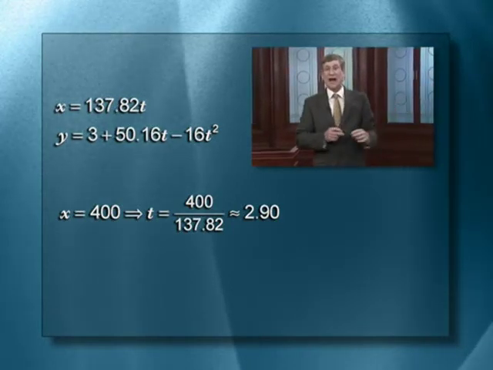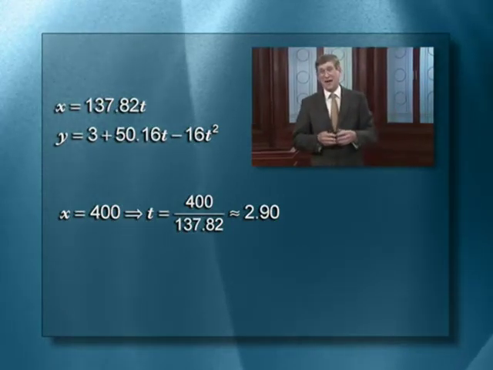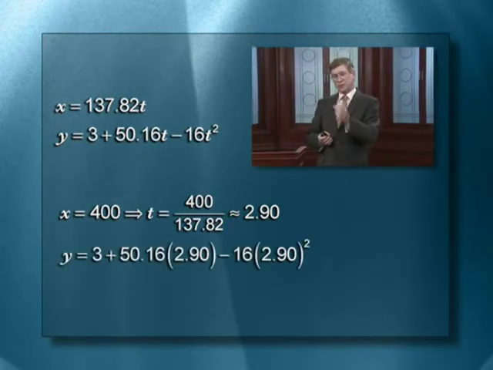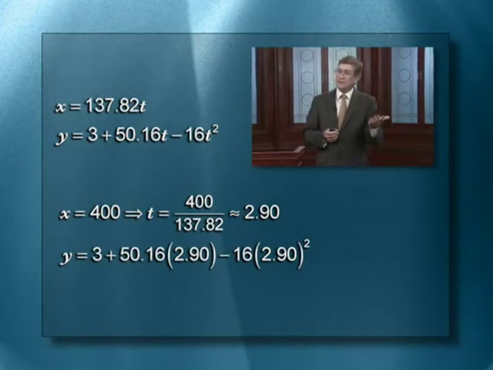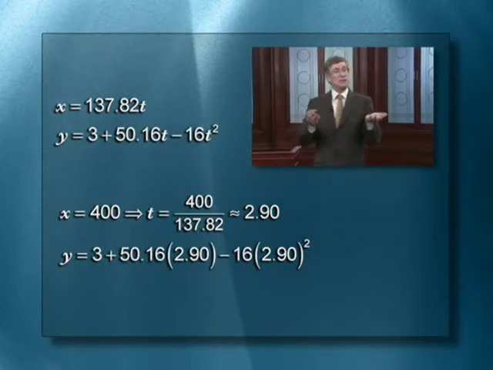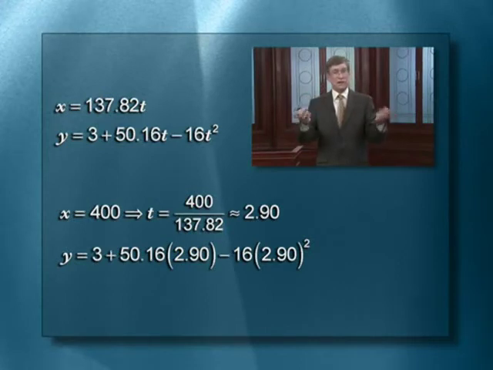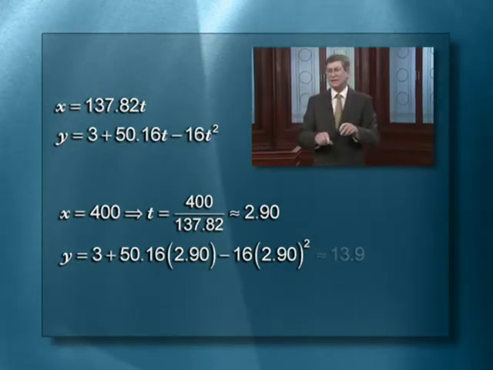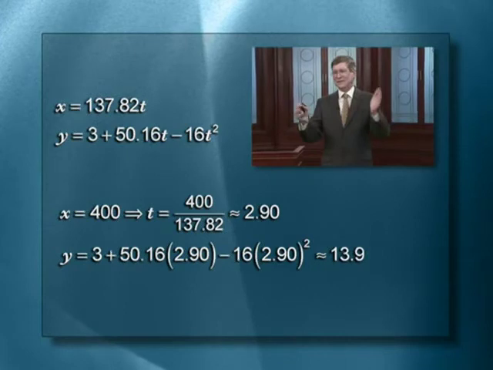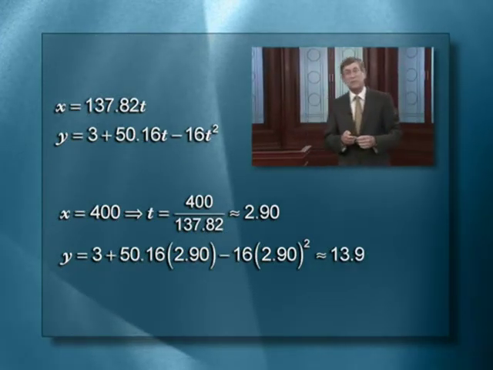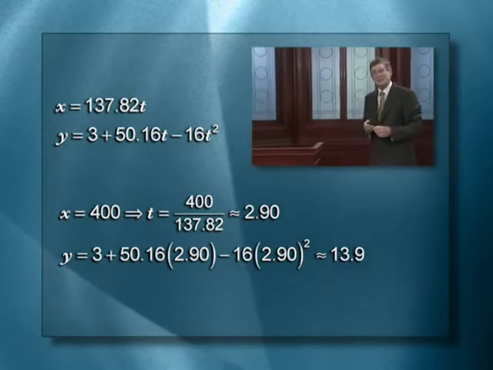Question, how high is it? Well, plug that t value into y. You get 3 plus 50.16 times the time, 2.9, minus 16 times the time squared. Plug that into your calculator. It's a home run. It's about 13.9 feet. It clears the fence by 3.9 feet. Isn't that cool? Nice problem.